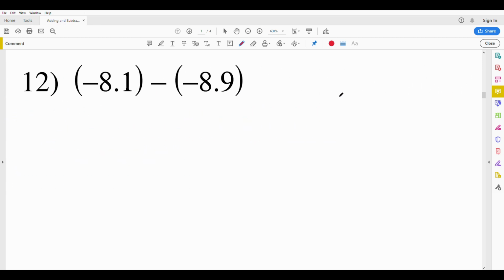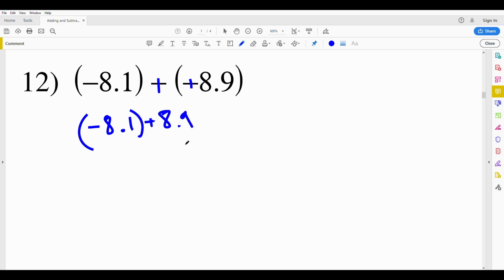In number 12, you have negative 8.1 minus a negative. Right away, minus a negative is the same as adding a positive. Subtracting a negative is like adding a positive. So I'll rewrite this as negative 8.1 plus 8.9.